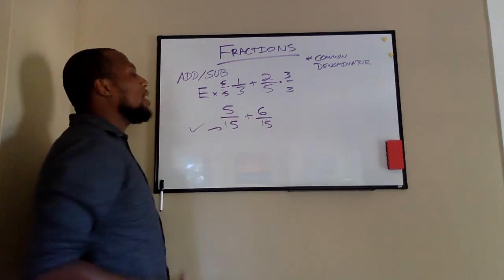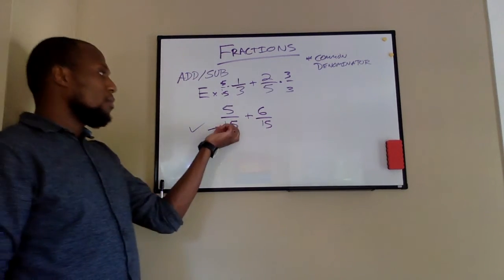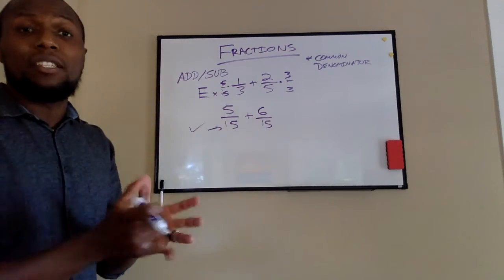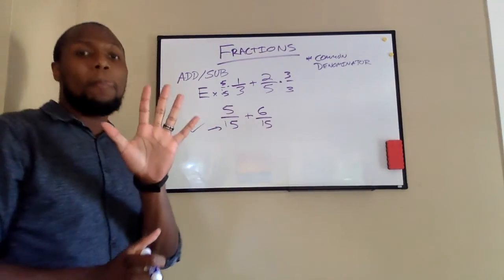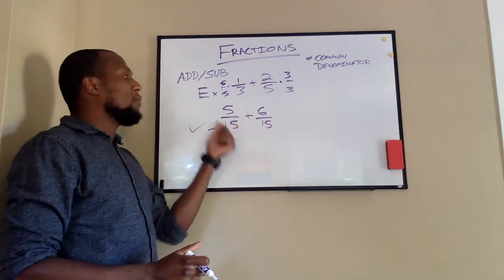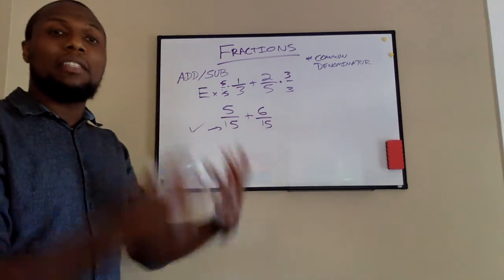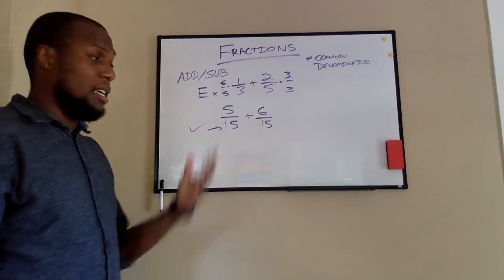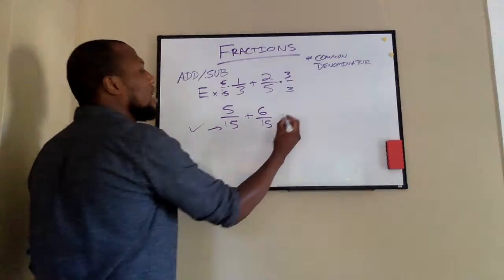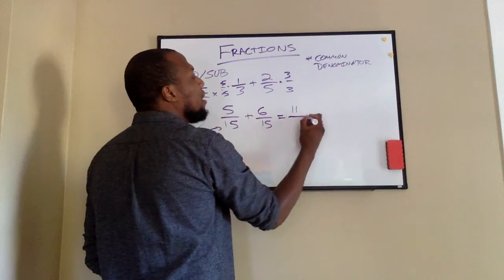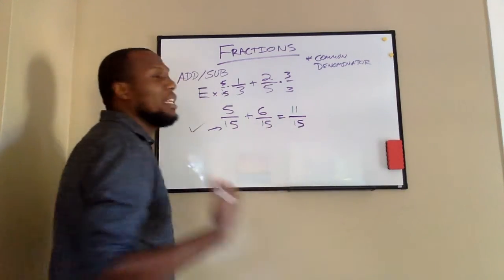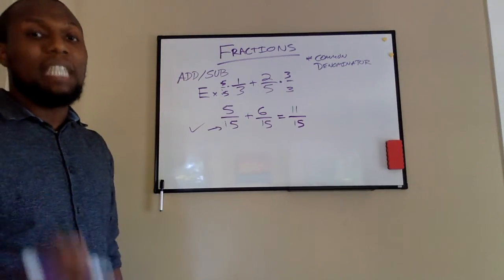So when we're adding those, we can think about it this way. These are 15ths. They're all the same size. We have 5 of those 15ths here, and we're adding on 6 of those pieces that are the same size, 6 of those 15ths. Take 5, add 6. We're going to end up with 11 of those size pieces that are 15ths.